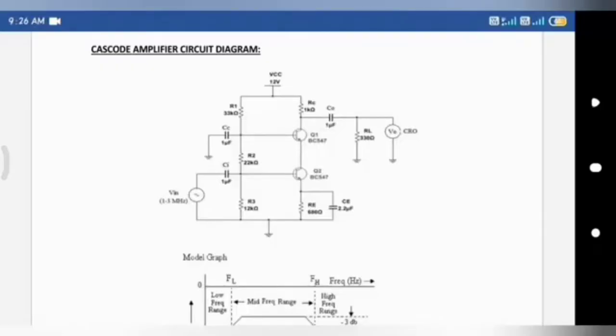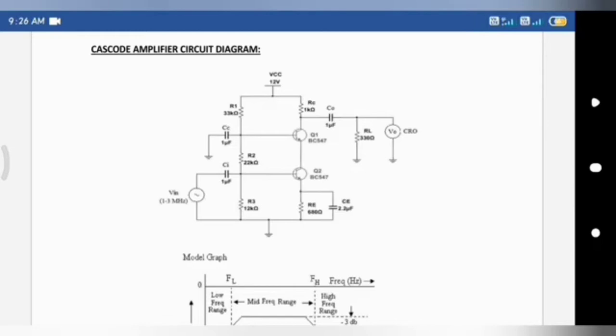In this video, we are going to see about the Cascade amplifier. Generally, the Cascade amplifier is a combination of common base and common emitter amplifiers. These amplifiers are used to increase the bandwidth and the output impedance of the amplifiers. The gain of this cascade amplifier is similar to the common emitter amplifier.